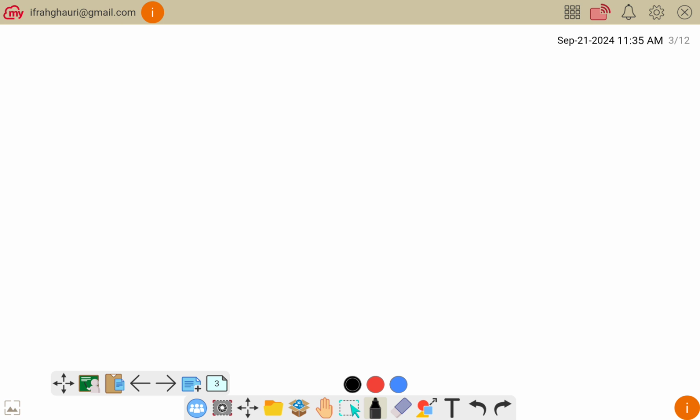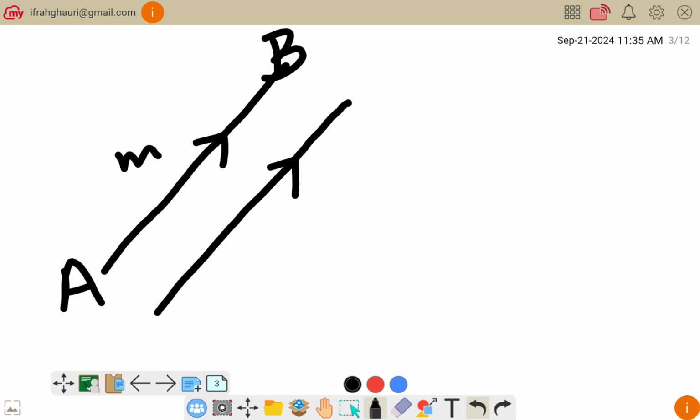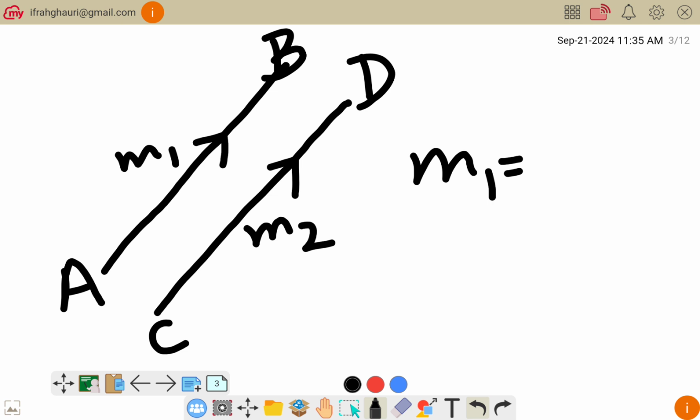Now, when we have two lines which are parallel to each other, their gradients are equal. So let's suppose the gradient of the line AB is m1 and the gradient of the line CD is m2. So the gradient m1 is equal to m2 since the two lines are parallel to each other. So lines that are parallel to each other have the same gradient.